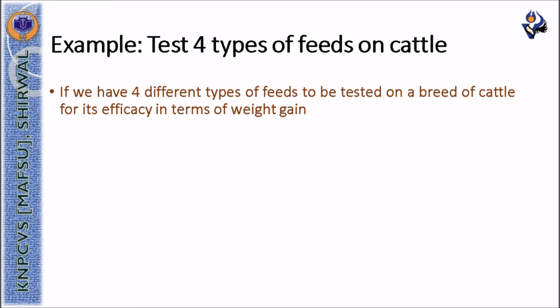Let us say we have 4 different types of feeds which are to be tested on a breed of cattle for its efficacy in terms of weight gain. The feed will be a factor. 4 different types of feeds will be 4 treatments or 4 levels.